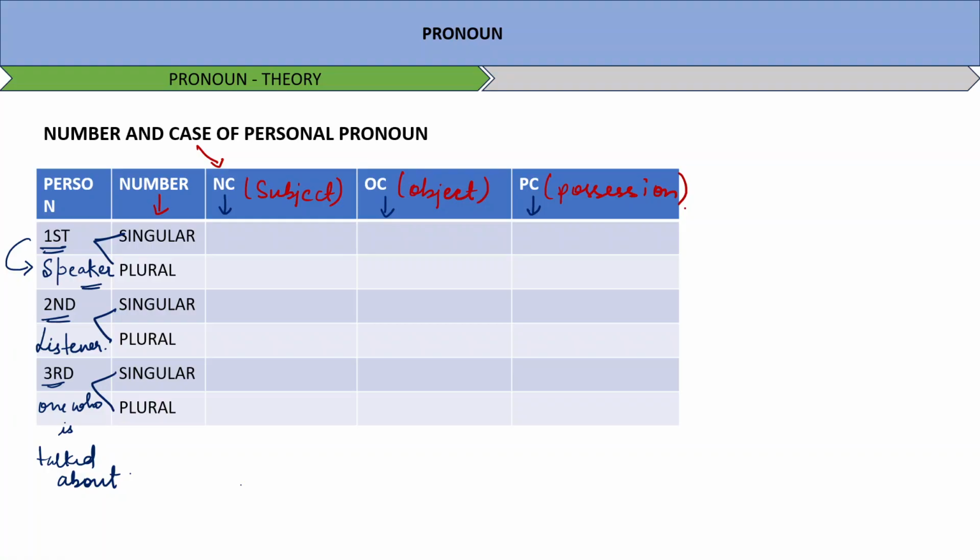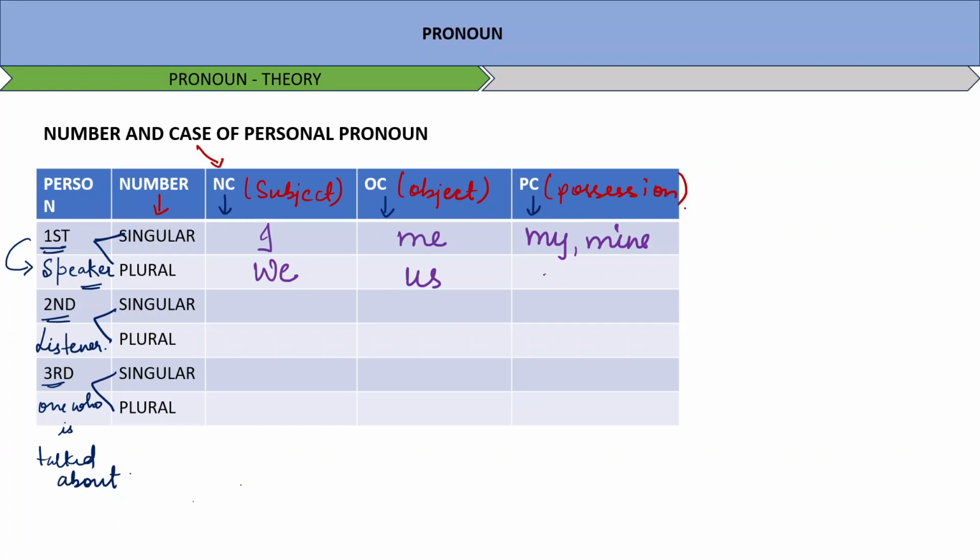Okay, now let's see. So first person singular is I, plural is we. In which case? When used as subjects. But when I say objective case, I becomes me, we becomes us. Possessive case, my, mine, and we becomes our, or ours.